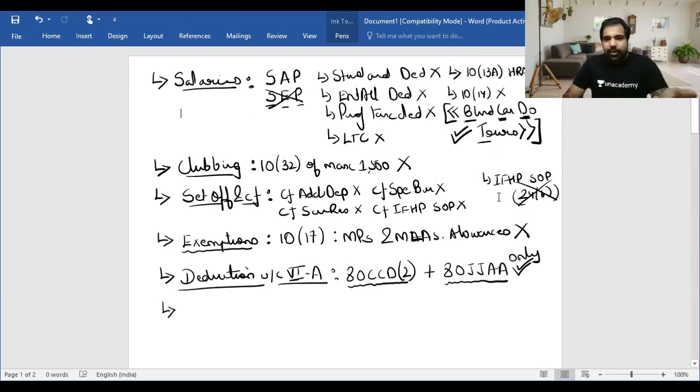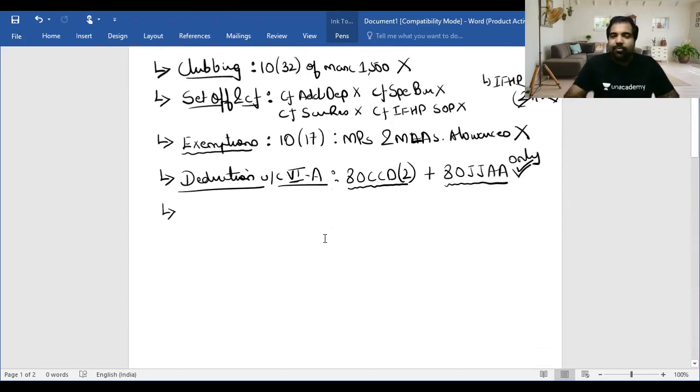Set off, we've already discussed. Exemption 10(17), that exemption is not allowed. So MLAs, MPs are not going to be really happy with this. Deductions, nothing is allowed except 80CCD and 80JJA. Guys, that is how this section is. And by the way, we're done with the section.